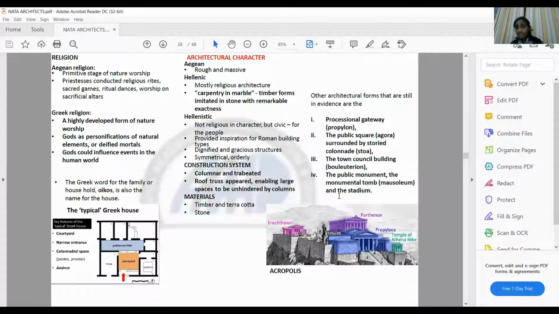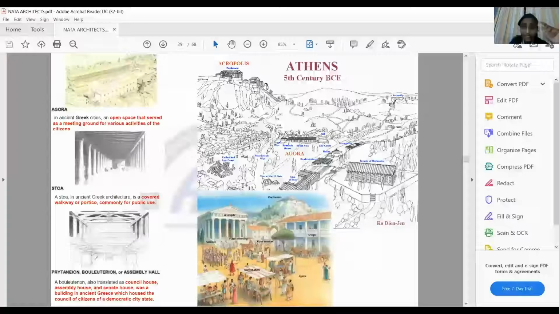Mainly they had these structures, that is the entrance gateway, the agoras, and then the stoas. One of the important examples that we'll be studying is the Parthenon. It had a lower town and then the upper city, which was referred to as your Acropolis. Agora is a term that you need to remember because it served as a gathering place for various activities. So that is labeled in this particular image.